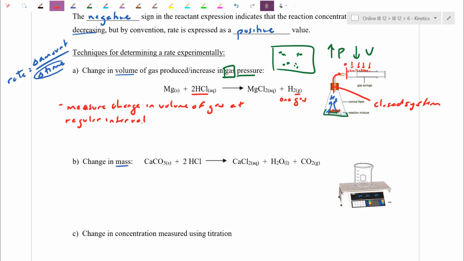It really depends on the reaction. So in this case, the equipment needed, we're going to use a very special type of syringe. Basically, it can slide larger and larger as the gas is being produced. Use a gas syringe, or we did in IB11 using an inverted burette.